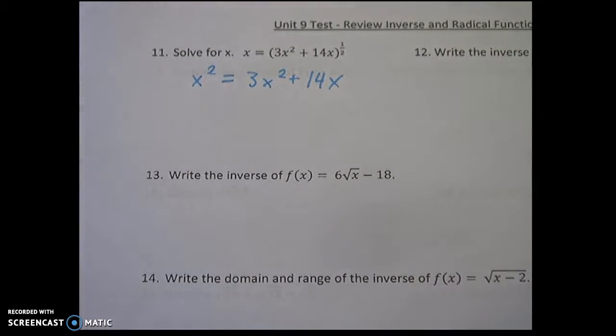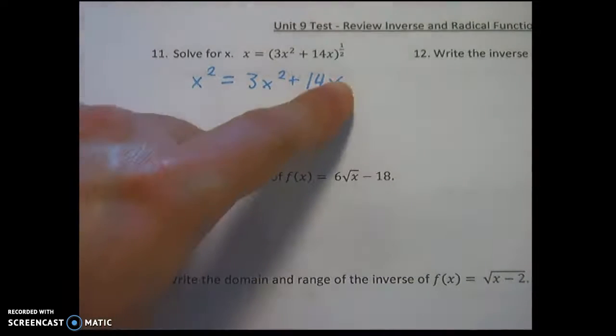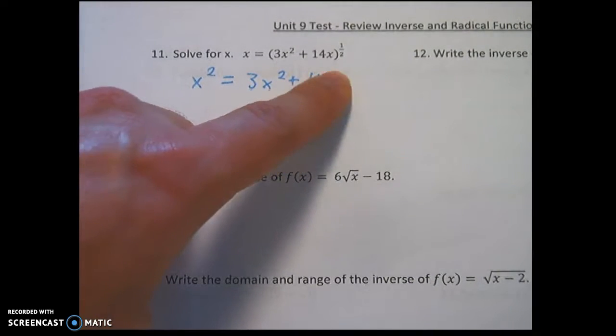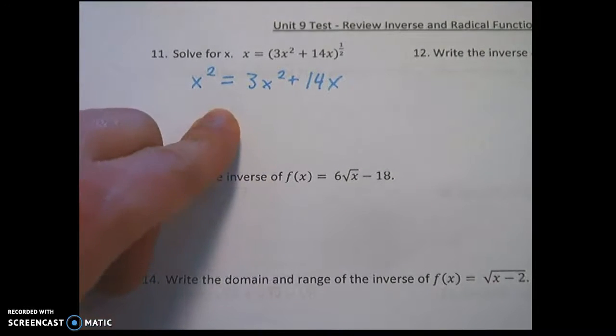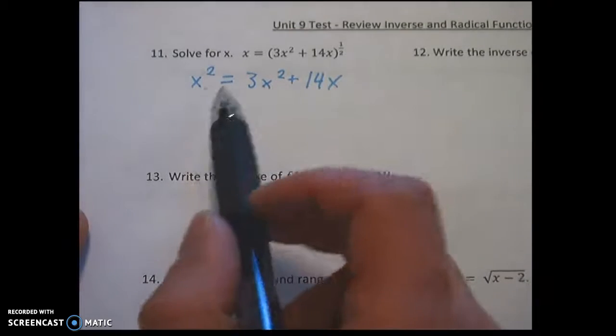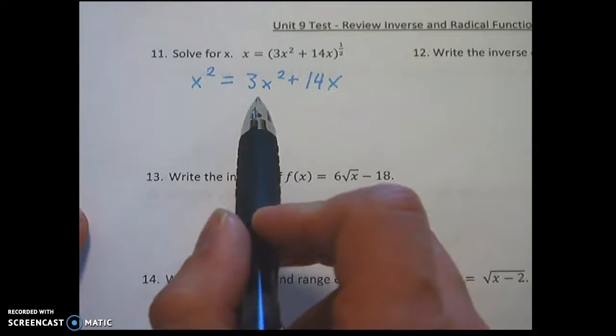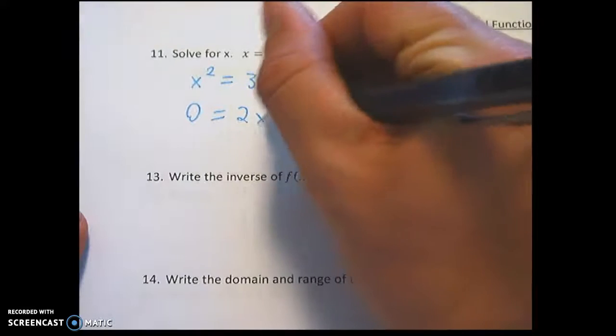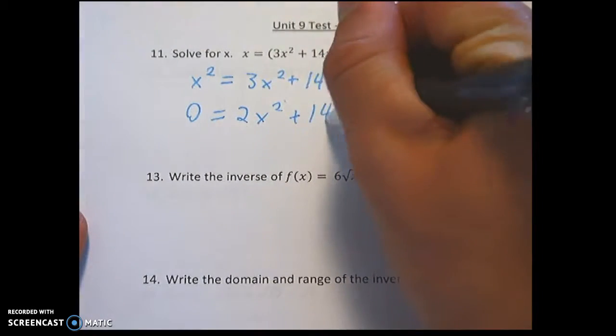So what we've done is we've gotten rid of that 1/2 power over there, and since we had to square it to get rid of it, we've got an x squared over here. Now we just need to solve it. And in order to solve a quadratic, I know it's quadratic because it's got a squared on one side, I need to get a 0 on one of those two sides. I'm going to choose to subtract x squared from both sides to get 0 equals 2x squared plus 14x.